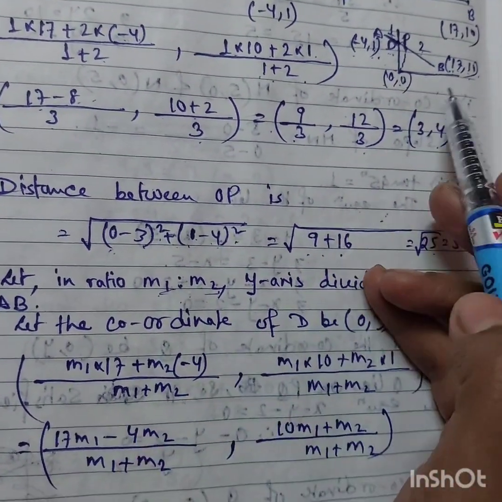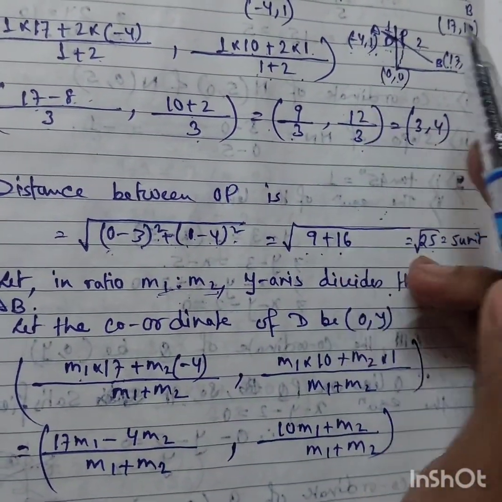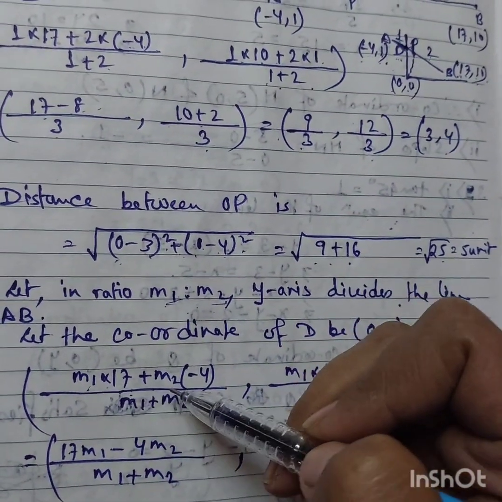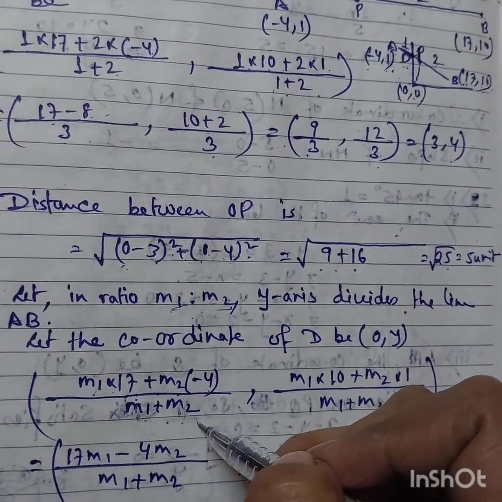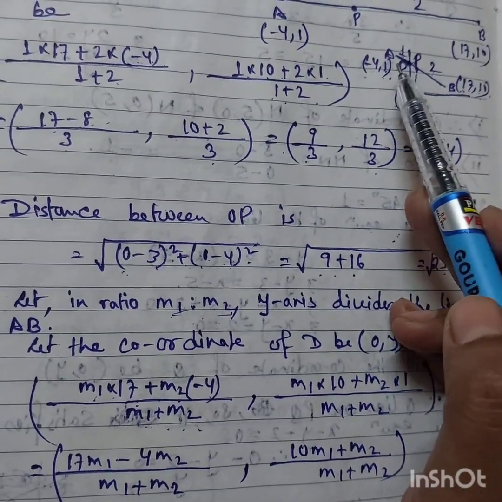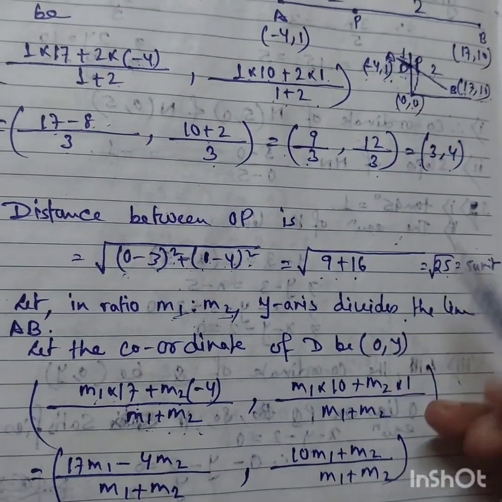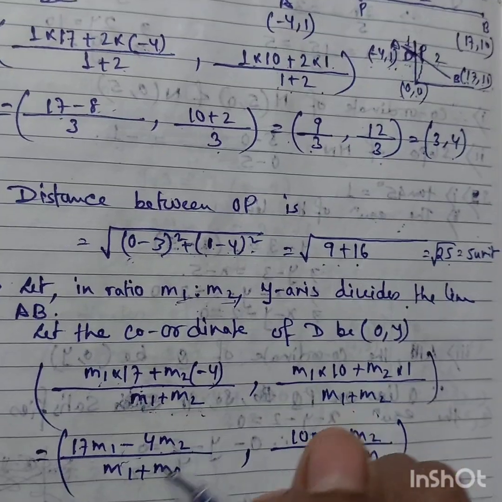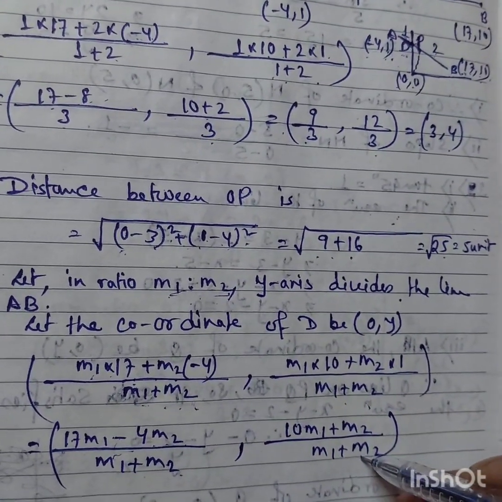So that is (m1 into x2 plus m2 into x1) by (m1 plus m2), that is (m1 into 17 plus m2 into minus 4) by (m1 plus m2), comma, then (m1 into y2 plus m2 into y1) by (m1 plus m2). That is (17 m1 minus 4 m2) by (m1 plus m2), comma, (10 m1 plus m2) by (m1 plus m2).